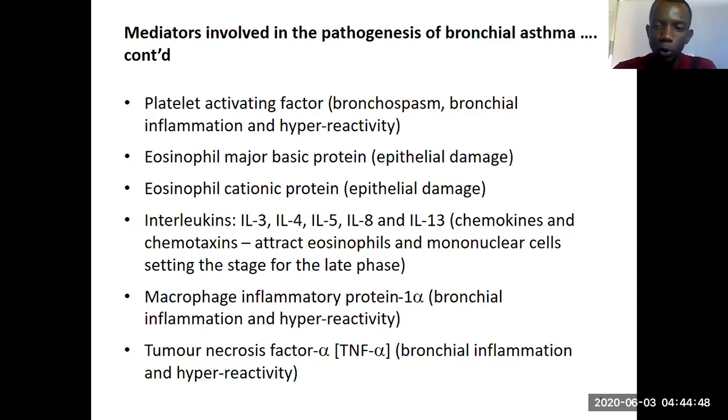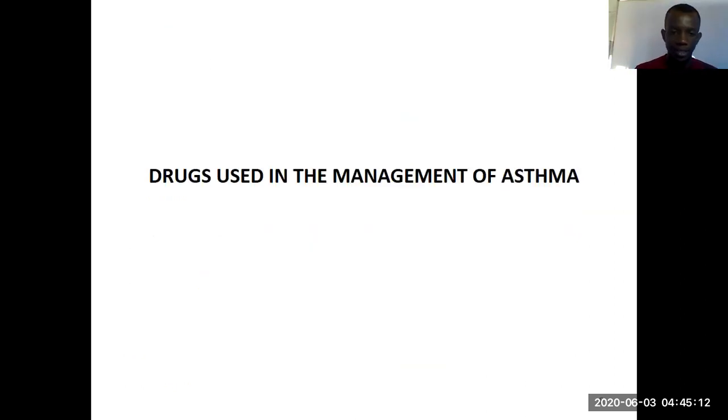Then we have the interleukins, okay, the chemokines and chemotaxins. These ones attract eosinophils and mononuclear cells, setting the stage for the late phase. Macrophage inflammatory proteins 1 alpha, these ones are responsible for bronchial inflammation and hyperreactivity. And then tumor necrosis factor alpha is responsible for bronchial inflammation and hyperreactivity.